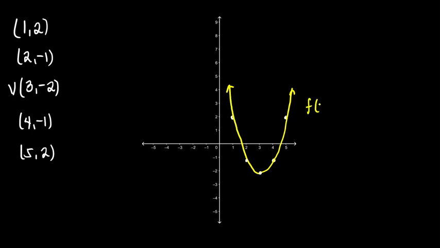So this is the graph of the function f of x equals (x minus 3) squared minus 2. And that's how you graph a quadratic function. Let's have another example.